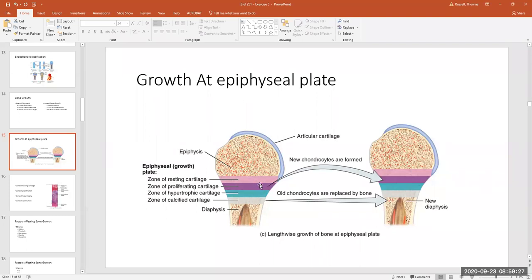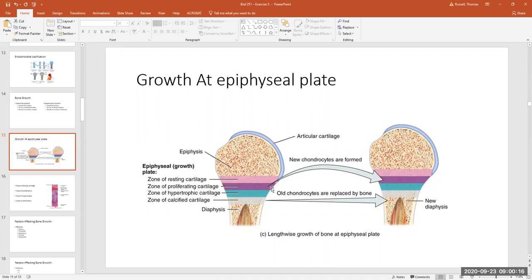So the areas of the epiphyseal plate are all called the zone of something. The part of the plate that anchors the whole plate to the epiphysis of the bone is called the zone of resting cartilage. So that's what this first part is. Now, just deep to that, or in this case, from the proximal epiphyseal plate, just distal to that, is called the zone of proliferating cartilage.